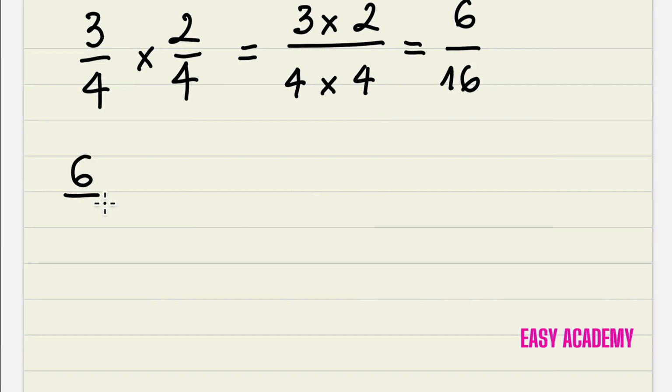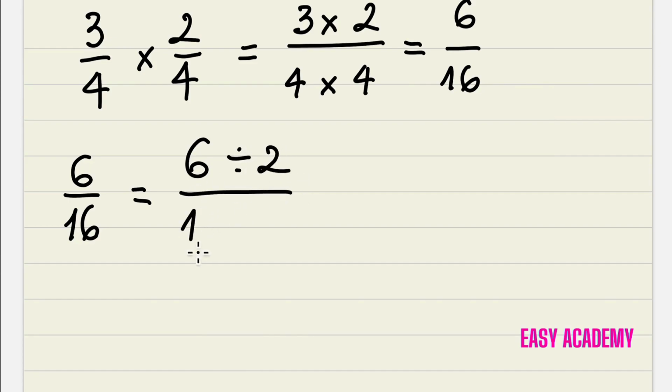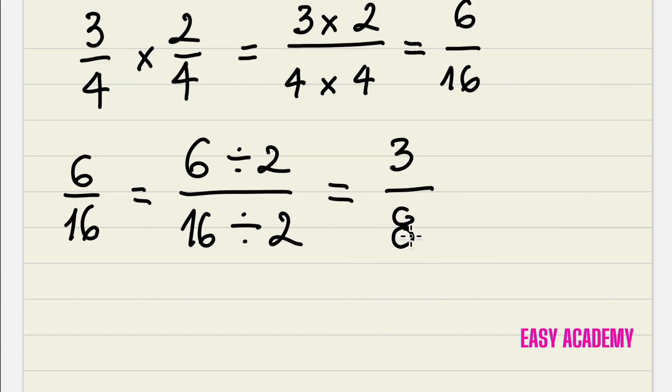Again, 6 over 16 is not the simplest form of a fraction, so I am going to divide the top and the bottom by 2. 6 divided by 2 and 16 divided by 2. 6 divided by 2 gets me 3, and 16 divided by 2 is 8. So 3 over 8 is our final answer.